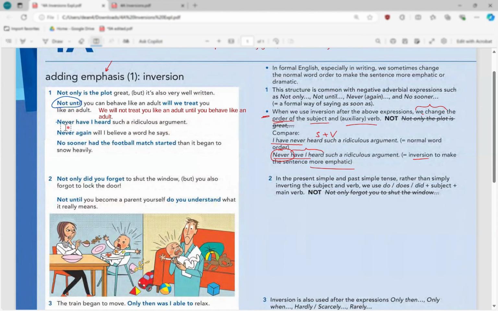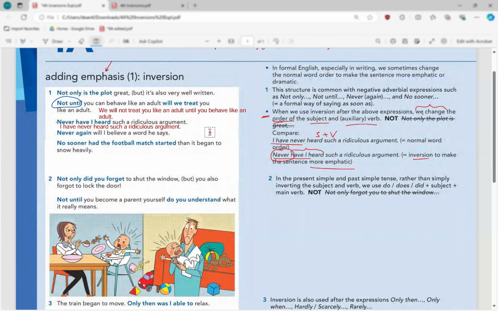The normal one, it will be, I have never had such a ridiculous argument. It will be the same, the rest of it. I mean, the beginning, look: I have never had. Never have I had. So both correct? Yes, both correct. But what is the difference?